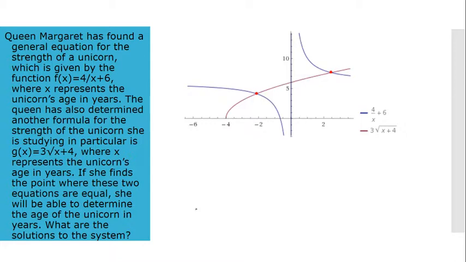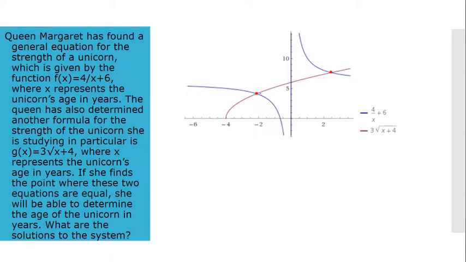What are the solutions to the system? So I took both equations, f of x and g of x. I put them into a tool that solves for systems, and I graphed both of them. So here is my graph. The blue line here is my 4 divided by x plus 6 equation, and the purple line here is my 3 times the square root of x plus 4. So as you can see, there are two intersections here, marked by these red points.